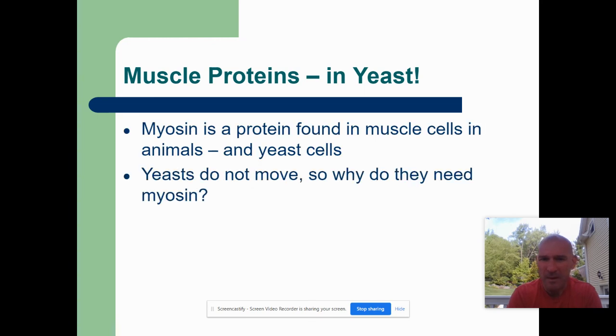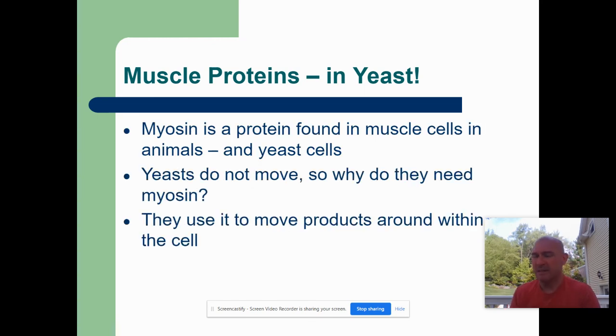Another example would be proteins in yeast. Myosin really is what makes up our muscle fibers. Yeast don't really move around, but yeast have myosin as well. So it's just a great example that we all come from a common ancestor.